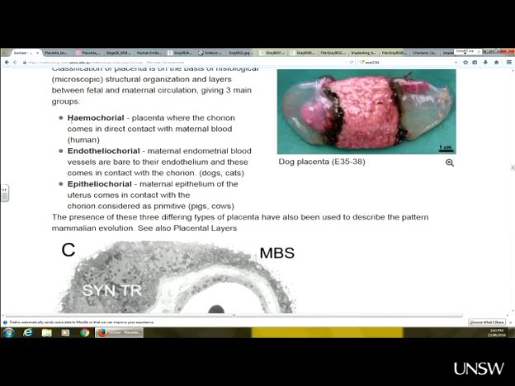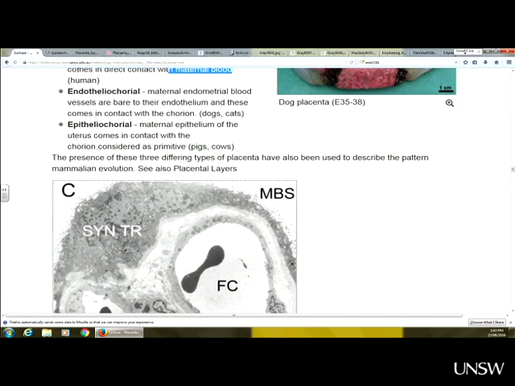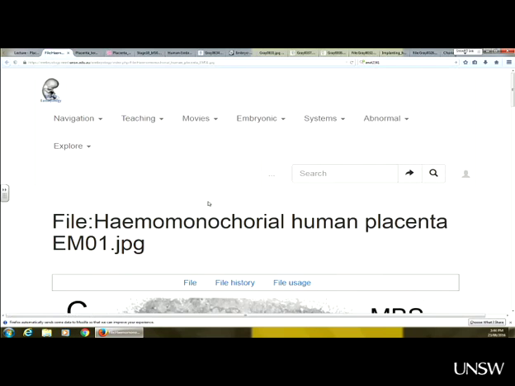So we've got a hemochorial placenta, and that's where maternal blood comes into direct contact with the chorion. Hemochorial. There's an endothelial and an epithelial chorion. You don't need to worry about those because they're not in the human. I'm just mentioning the other species. So I talked about the number of layers which separated maternal blood from fetal blood.